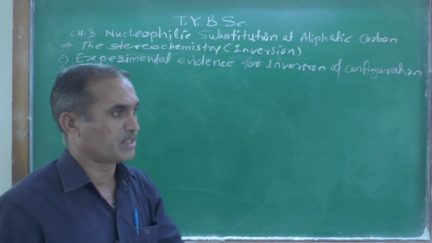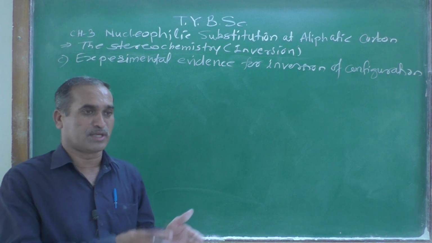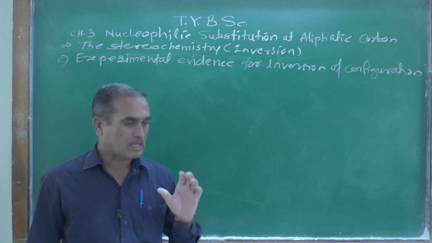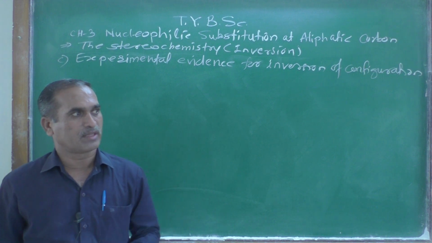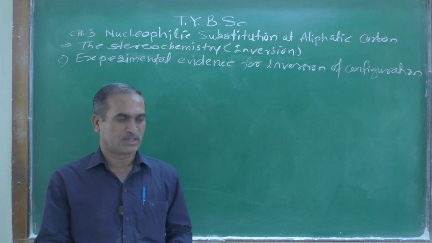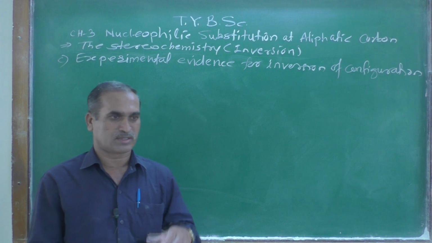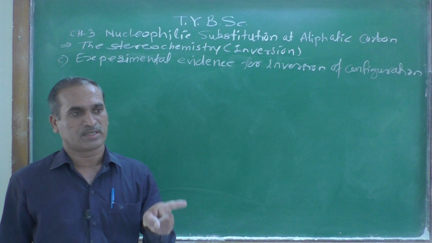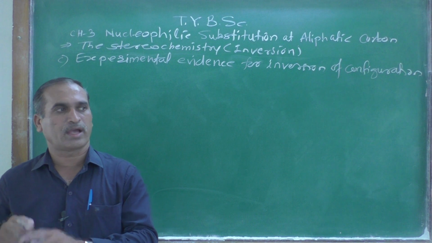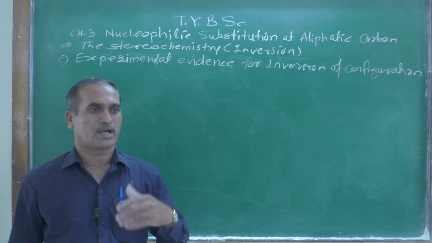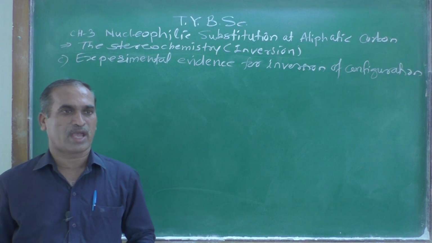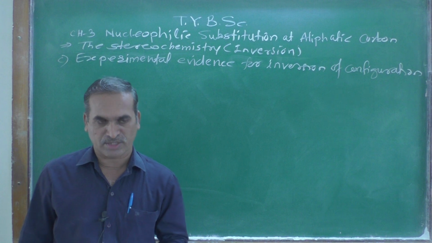Now the second example. In the previous example, we considered a chiral substrate treated with sodium hydroxide. The starting substrate has R configuration, and the product we got has S configuration. That experimentally proved that in the SN2 reaction an inversion takes place.